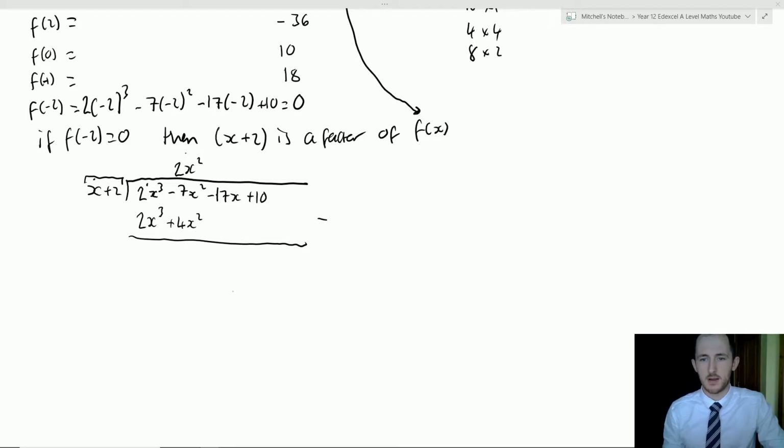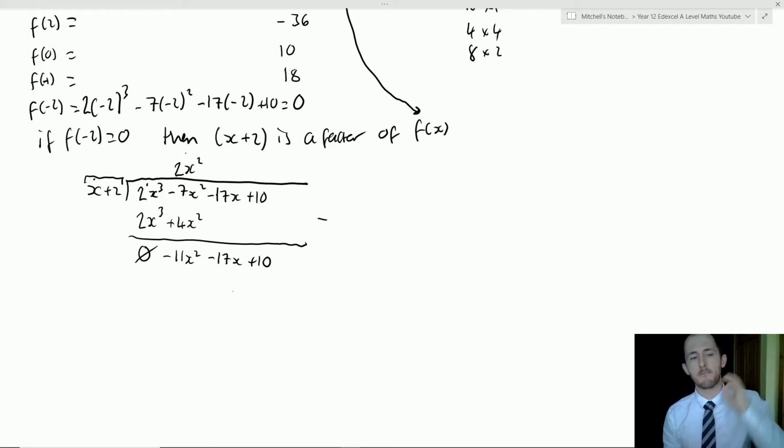So 2x cubed minus x cubed is 0. Minus 7x squared minus 4x squared is minus 11x squared. And it's also really important that you remember the minus comes in between. There are some issues sometimes when people subtract, but then they don't carry the signs correctly. And then the minus 17x and then the plus 10 is obviously exactly the same. Okay, so now this is nothing anymore.